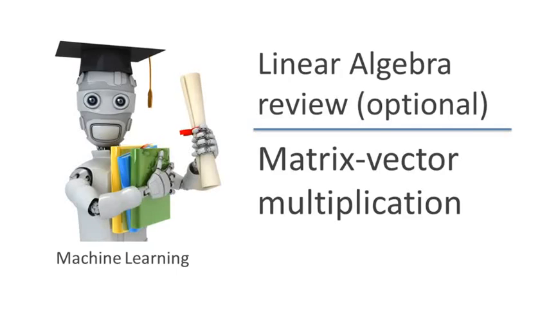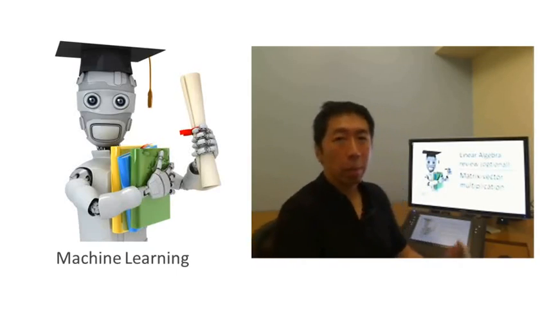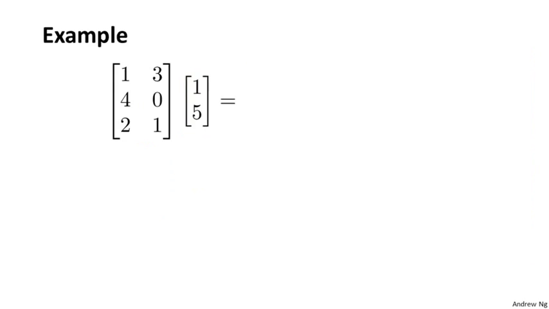In this video, I'd like to start talking about how to multiply together two matrices. We'll start with a special case of that, of matrix vector multiplication, of multiplying a matrix together with a vector. Let's start with an example. Here's a matrix, and here's a vector, and let's say we want to multiply together this matrix with this vector.